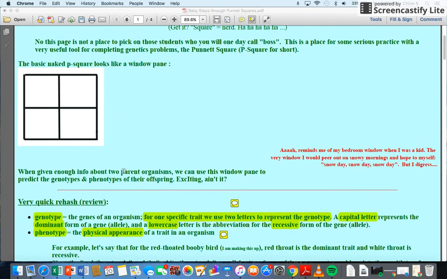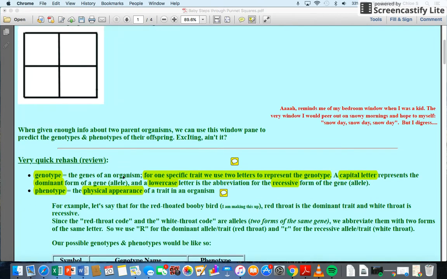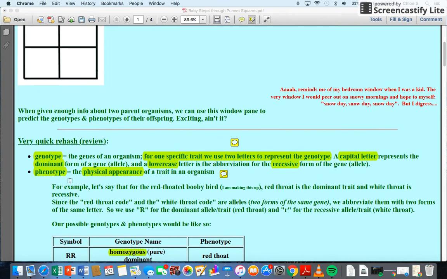We're going to go over some of the vocabulary that you may encounter during this. A genotype, which is one of the words I highlighted, is a gene of an organism. It's a specific trait that you use two letters to represent. A capital letter represents the dominant form of the gene allele. A lowercase letter represents the recessive form. A phenotype, on the other hand, is the physical appearance of a trait on the organism. So the difference, when you do a Punnett square, is the genotype is the letters that are represented, while the phenotype is the trait that's represented.